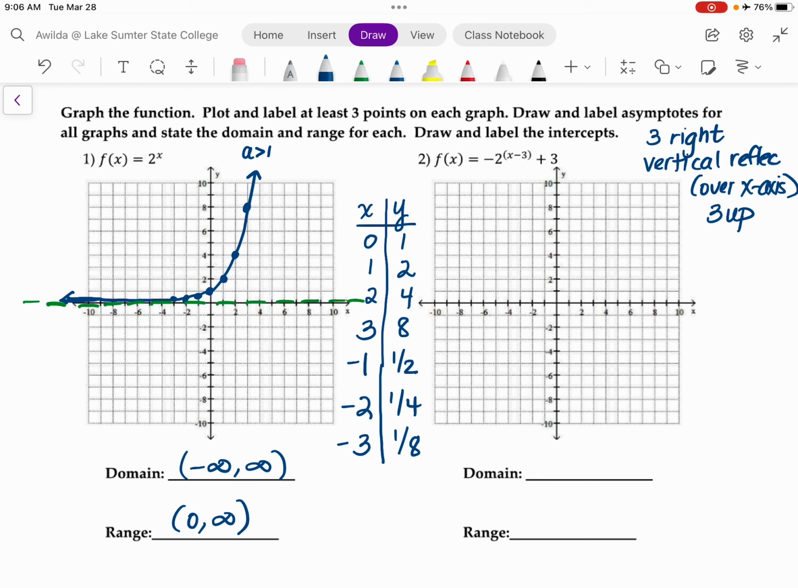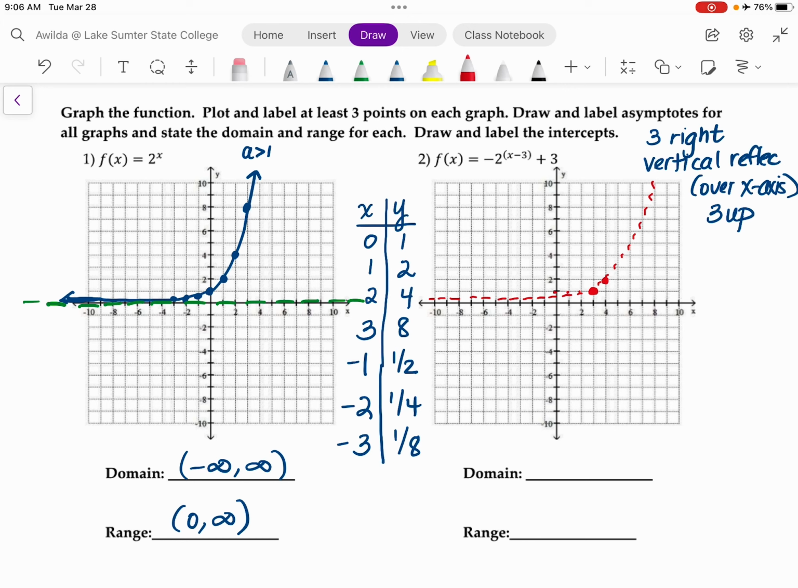We're going to move the graph that we just created 3 units to the right, then create a vertical reflection over the x-axis, and finally we're going to move the graph 3 units up. So we're going to have to do this in steps. First, if I move the graph 3 units to the right, that original (0, 1) y-intercept is going to move 1, 2, 3 units to the right. Then the rest of the graph moves with it. So after moving the graph 3 units to the right, we get something like this.